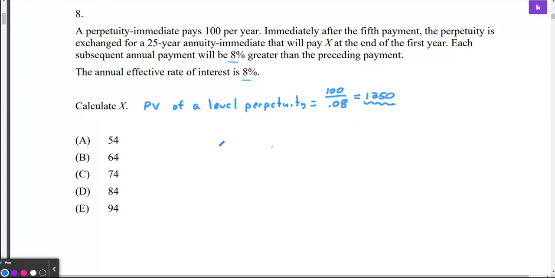Now, because perpetuities go on forever, this is going to be the value of the perpetuity at any time. Time 1, time 2, time 3. In this case, what's going to help us is getting it at time 5, because after 5 is when we make the alteration. So right here, it's going to be worth 1250, because it just goes on forever and ever. It's like each point is my new 0 point, so to speak. This is 1250.